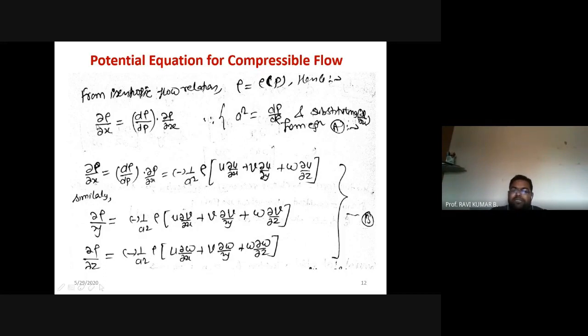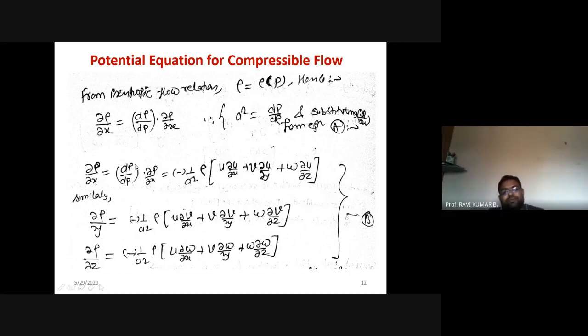So the change in density with respect to x, if I want to write, that will be written as the change in density divided by dp, times ∂p/∂x, because density is varying with respect to pressure change only in the x direction. So ∂ρ/∂x is equal to ∂ρ/∂p times ∂p/∂x. This ∂ρ/∂p is nothing but the term that appears in the speed of sound. So a squared is equal to dp/dρ. So if I substitute this value here, I can relate ∂ρ/∂x.